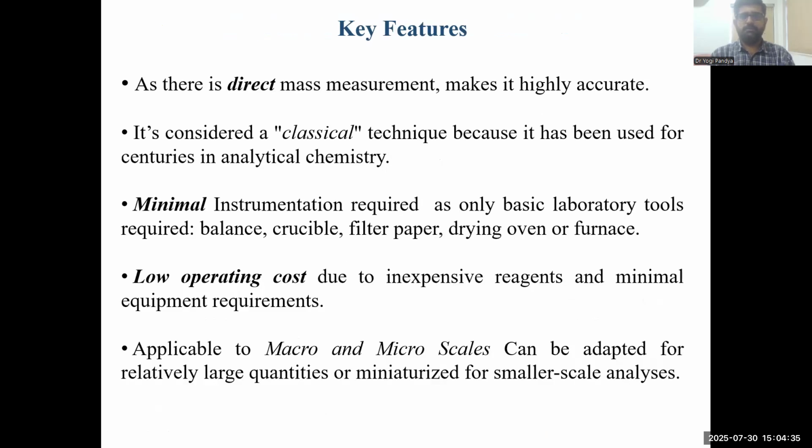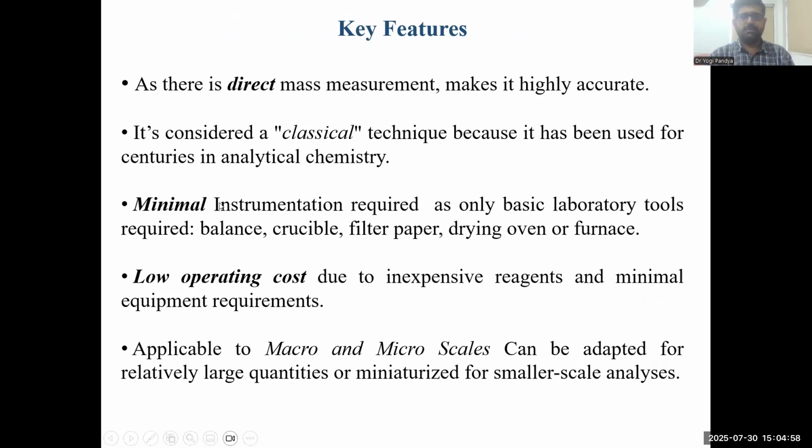Now, what are the main key features of gravimetric analysis? First of all, it is a direct mass measurement technique. We are directly weighing the sample, so it is a highly accurate method. Secondly, it is a classical technique, meaning a conventional technique. It has been used in analytical chemistry for many years.